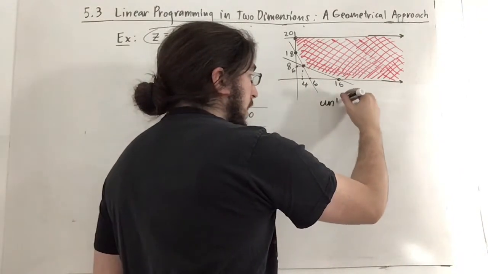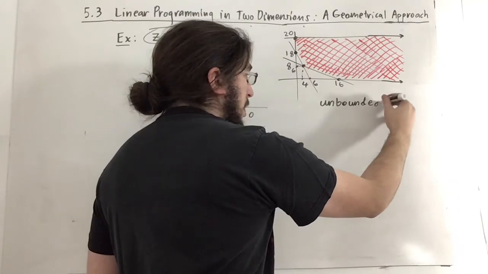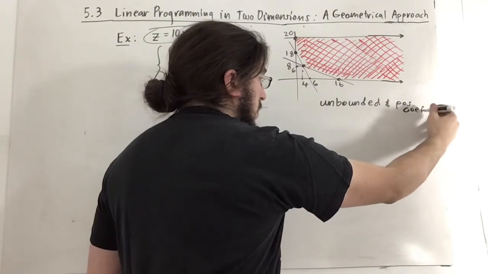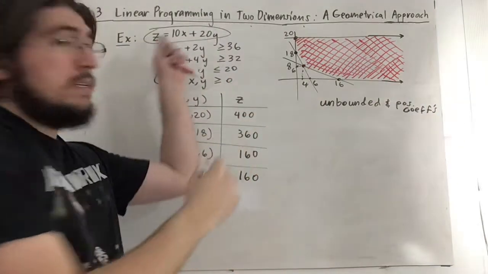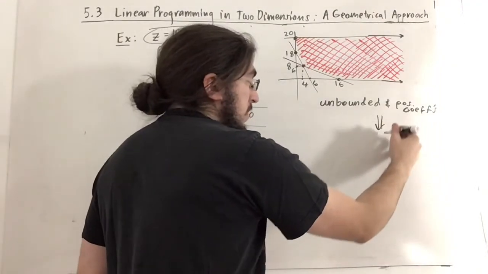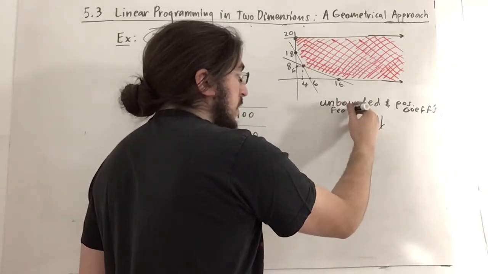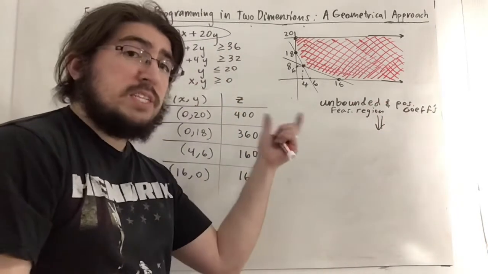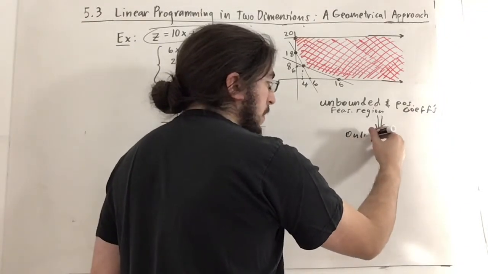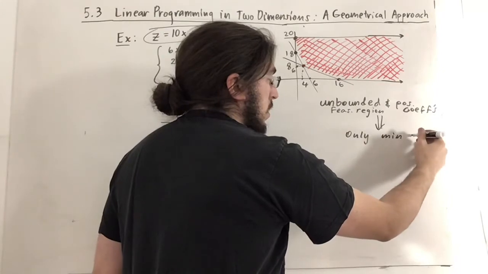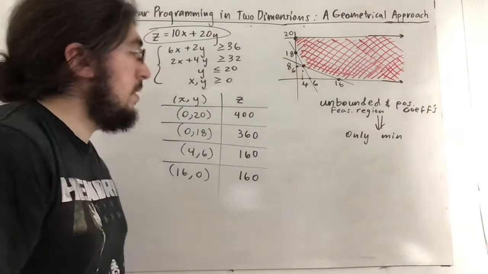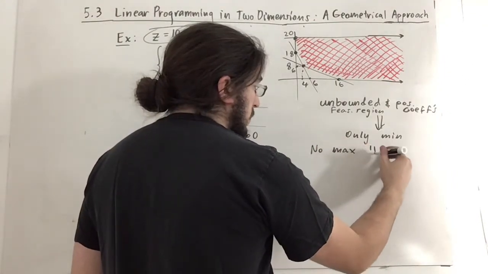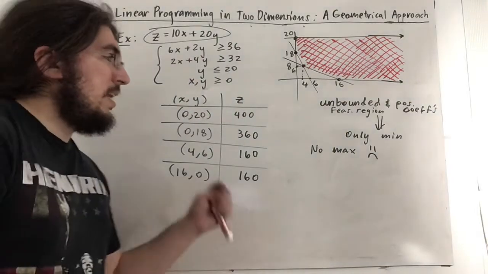What does unbounded imply? Unbounded and positive coefficients, which we have. There are no negatives in our z equation, it's only positive. Unbounded feasible region and positive coefficients imply that we only have a minimum and no maximum. We only have a minimum, we don't have a maximum. So there's no max, unfortunately. There is a minimum though.